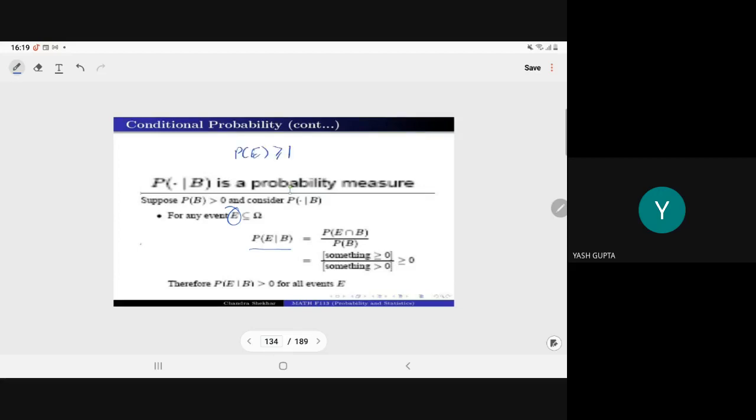So instead of the probability of E, now we are computing the probability of E given B. By definition, it is the probability of E intersection B divided by the probability of B. The numerator should be less than or equal to the denominator, so the probability of E should be less than or equal to 1.